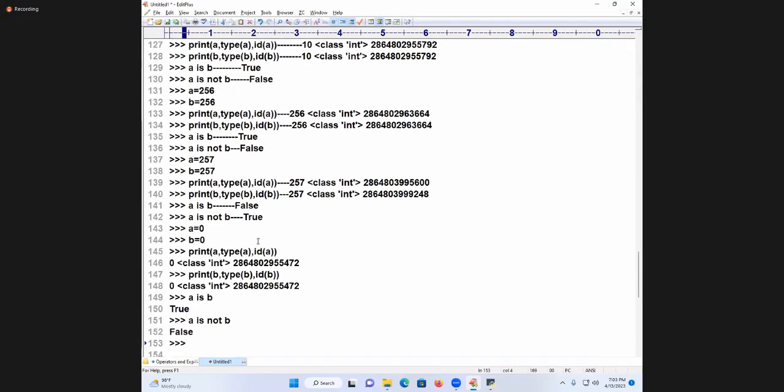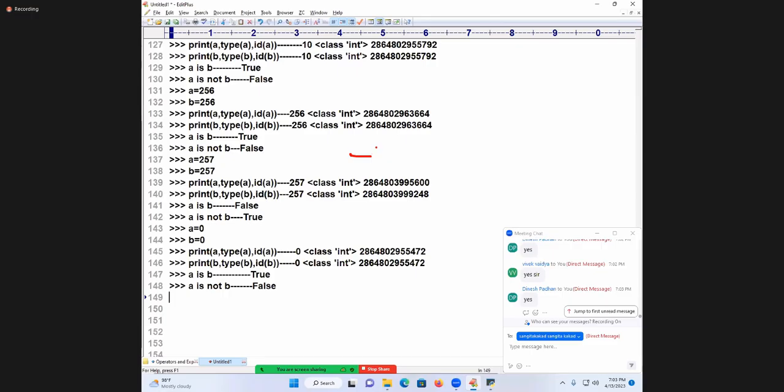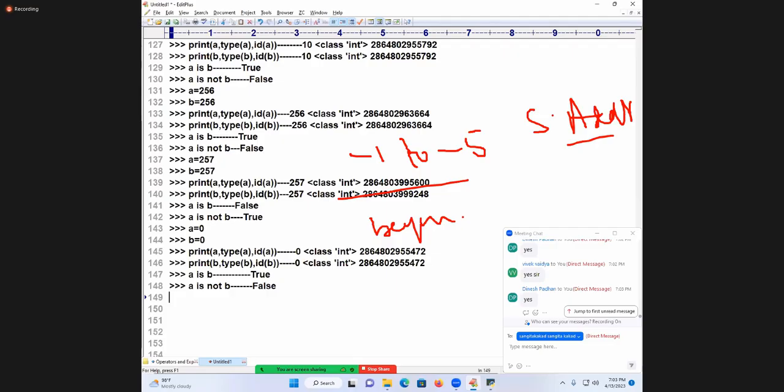Yes. Now, be careful, students. Now I am going to take up negative values comparison. I am going to tell you one tip here. -1 to -5 contains what address? Same address. After -5, that is, when it goes beyond -5, what address? A different address will be there.